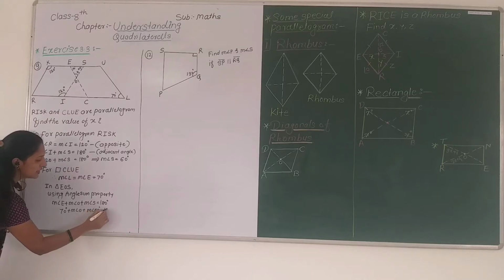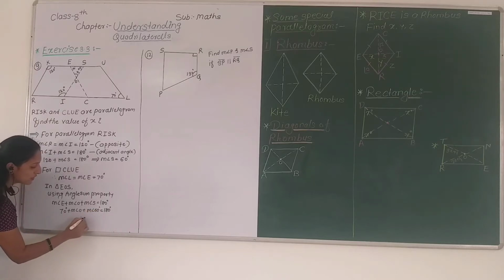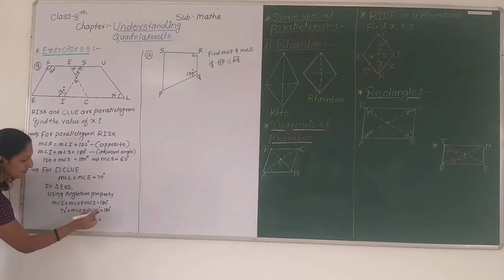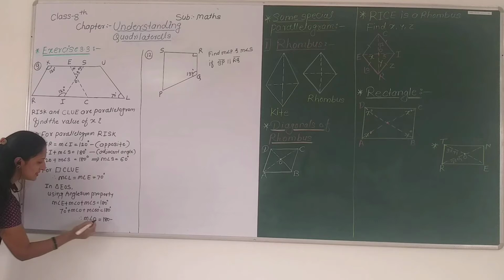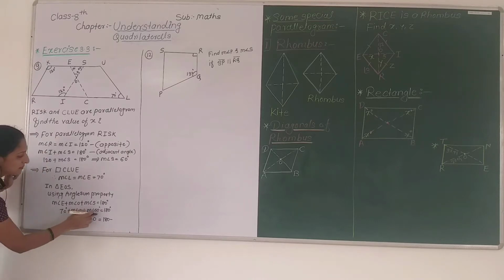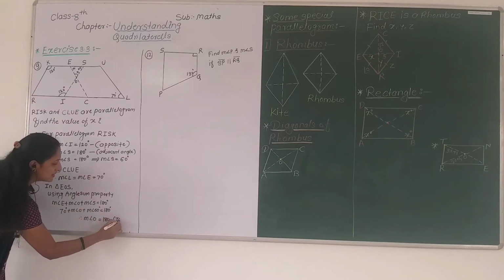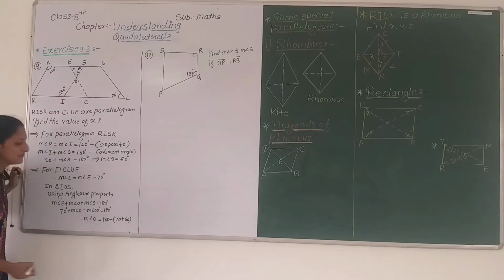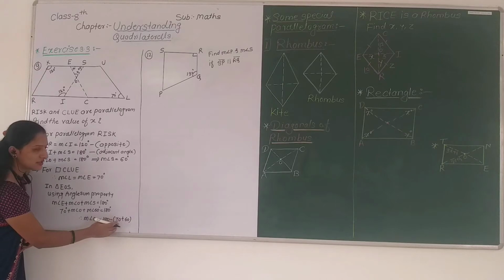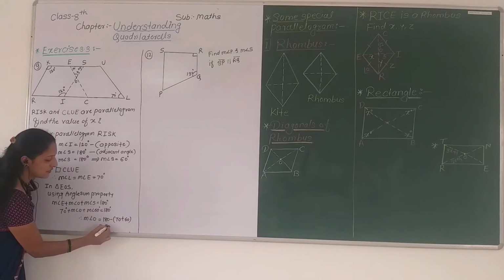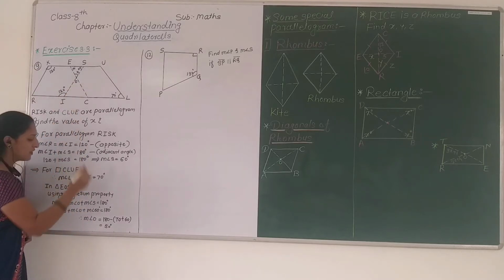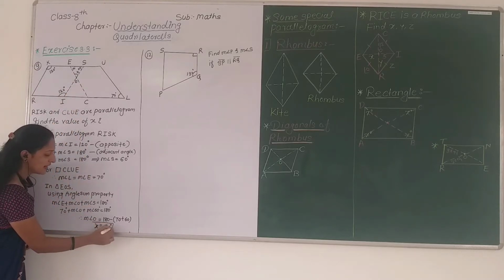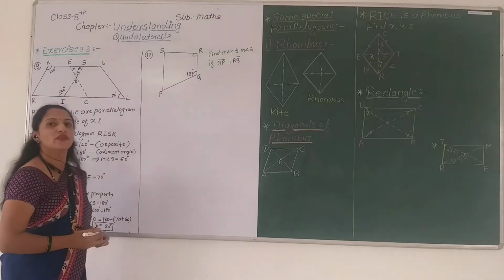EOS, the sum of the angles is equal to 180 degrees. So how can we find measure of angle O? Measure of angle O is equal to what? 180 minus 70 plus 60. So 70 plus 60 is 130. 180 minus 130, which is equal to 50 degrees. But measure of angle O is what? x. So here we get the angle x is equal to 50 degrees.